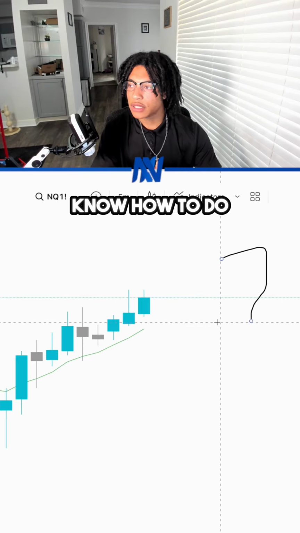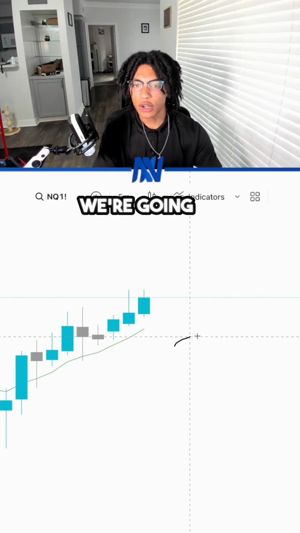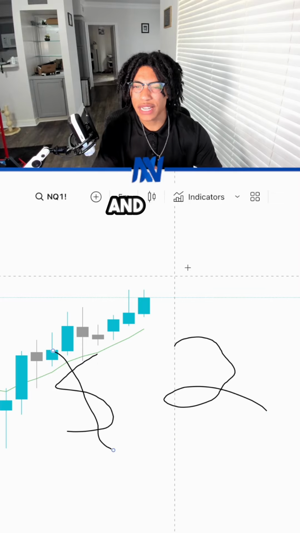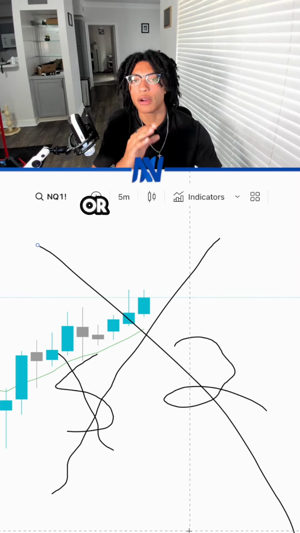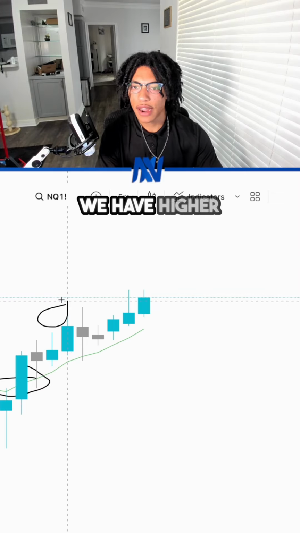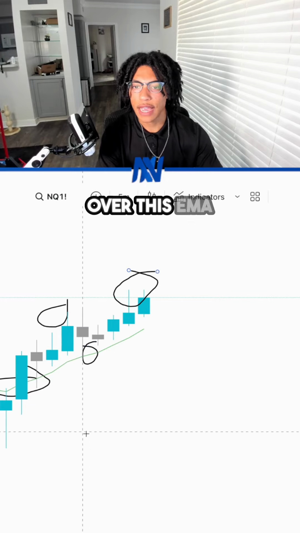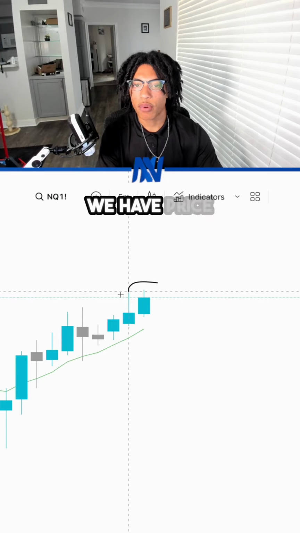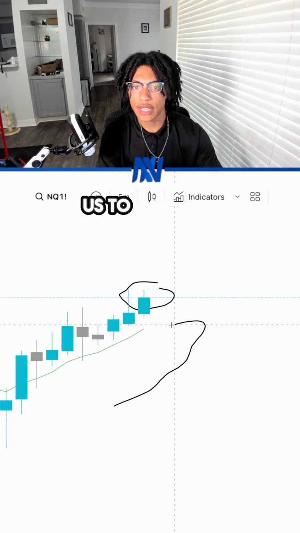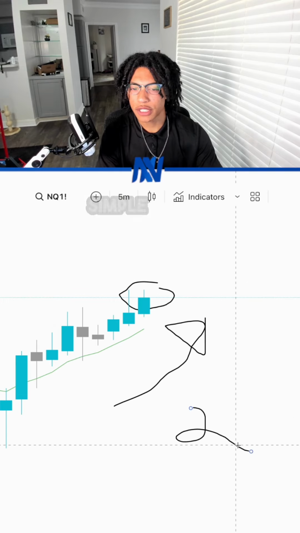So now that we know how to do step one, which is finding the trend of the market, we're going to move to step two, and it's so simple and easy, but if you get it wrong, it's going to make or break your trade. Using this example, we have higher highs and higher lows being formed over this 8 EMA, which signals a bullish trend. We have price that's located right here, and in order for us to actually enter a trade, we need two very simple things to happen.